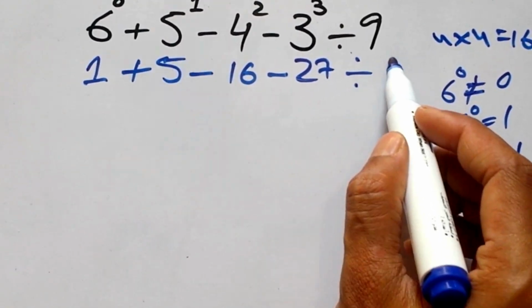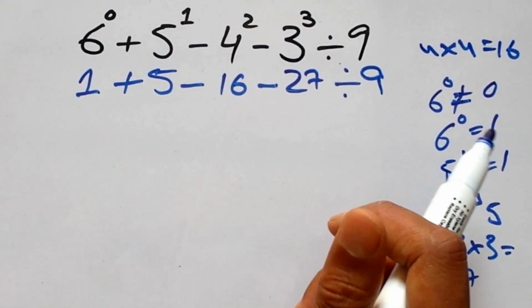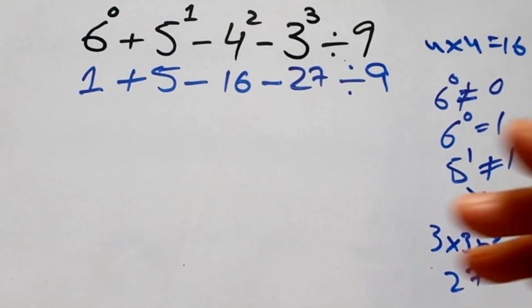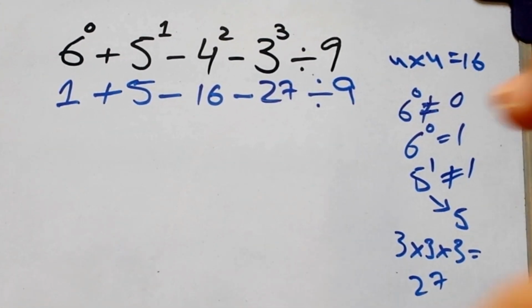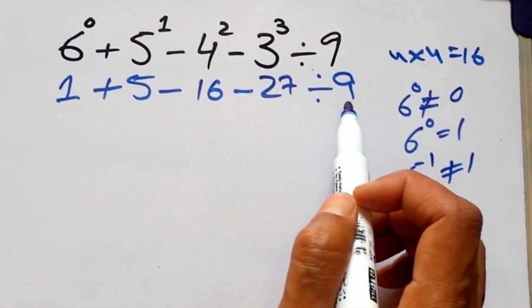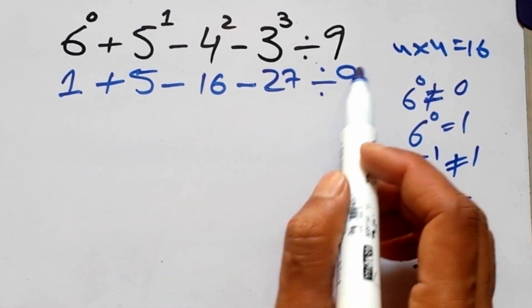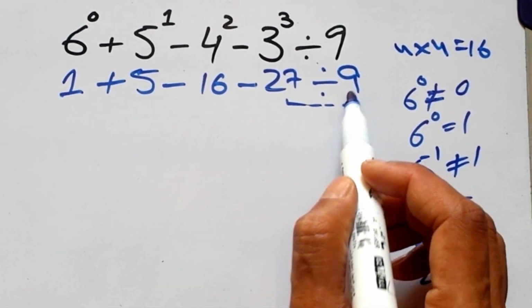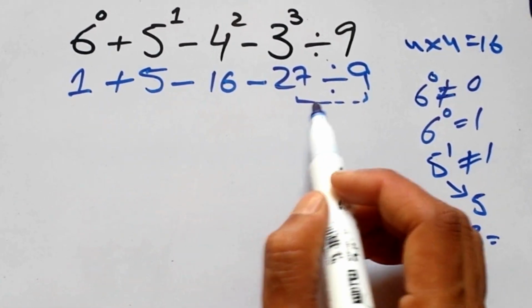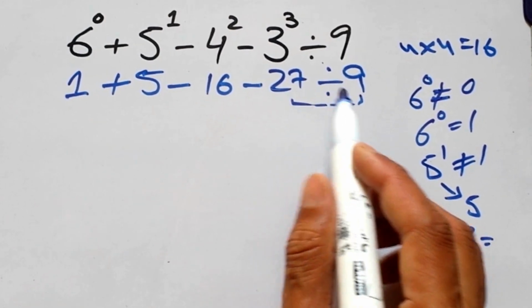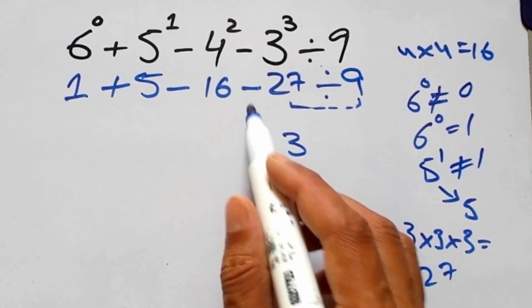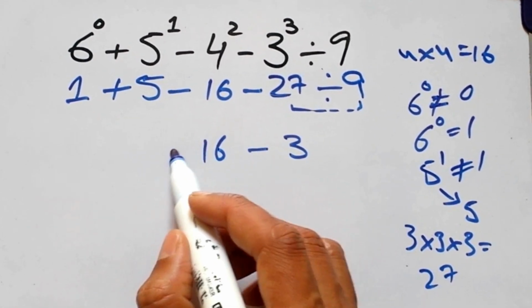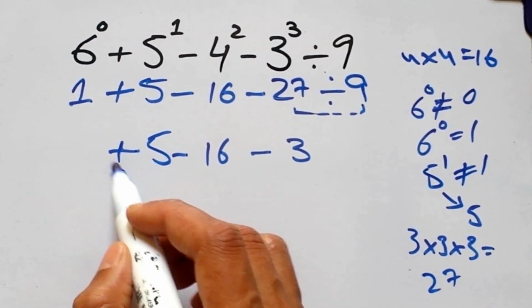27 divided by 9. Minus 27 divided by 9. So now division must be done before subtraction and addition. So divide first. So 27 divided by 9 equals 3, right? So minus 16 and minus 5 and plus 1.